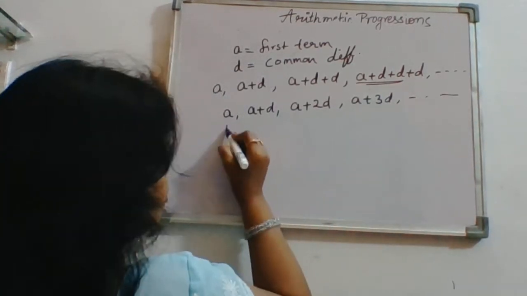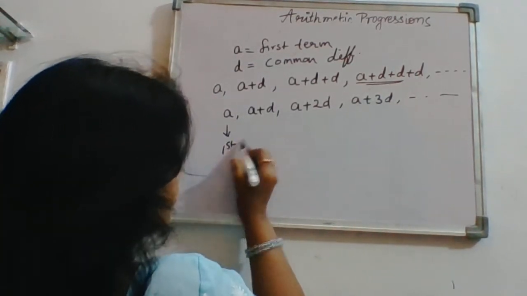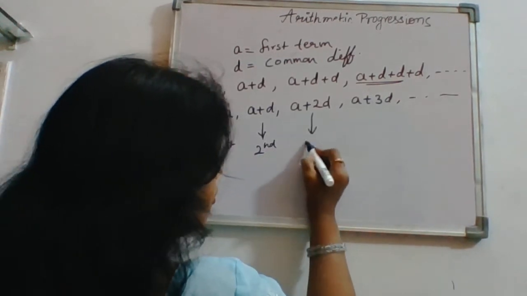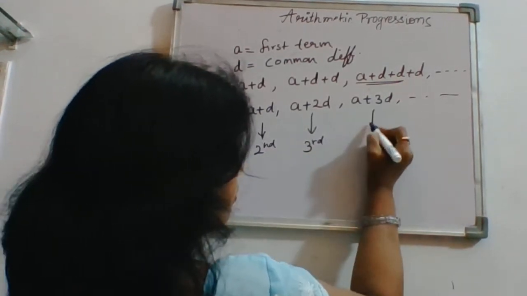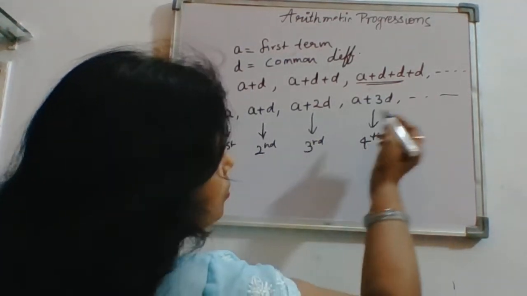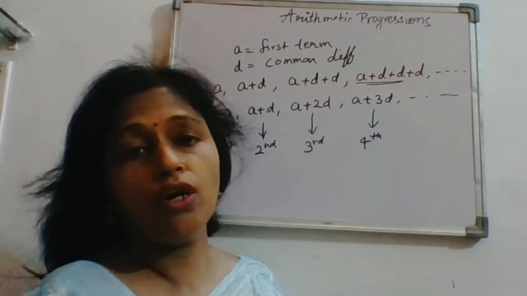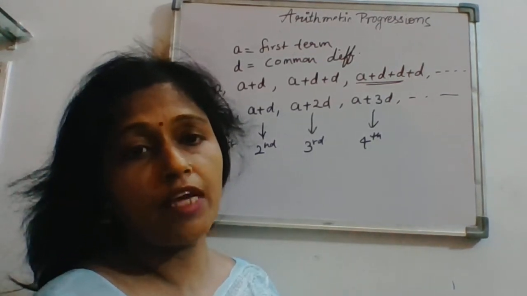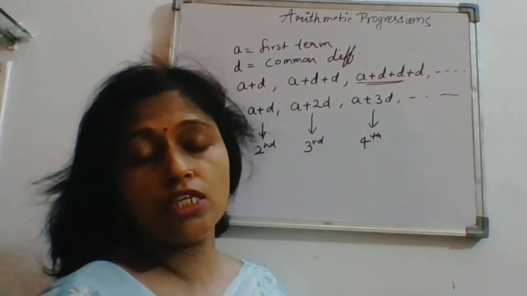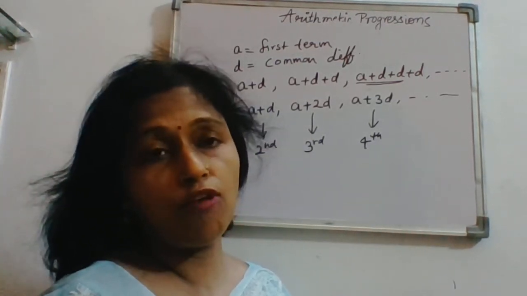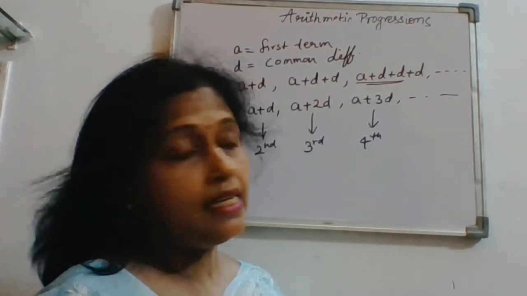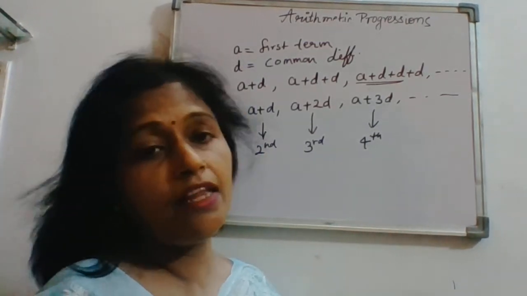You can see this is your first term, this is your second term, this one is your third term, this one is your fourth term. Okay, so this is known as your general form of AP: A, A plus D, A plus 2D, A plus 3D. This is known as the general form of an AP. So we can obtain in the same manner any of the terms.